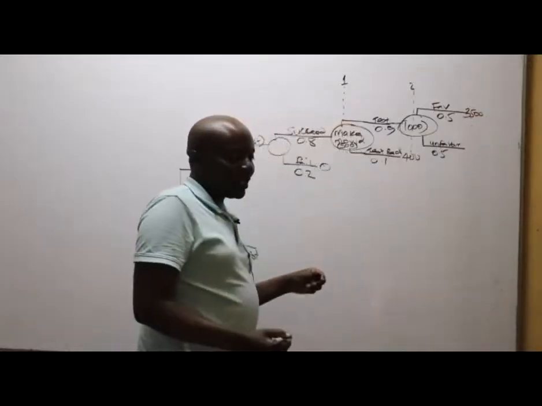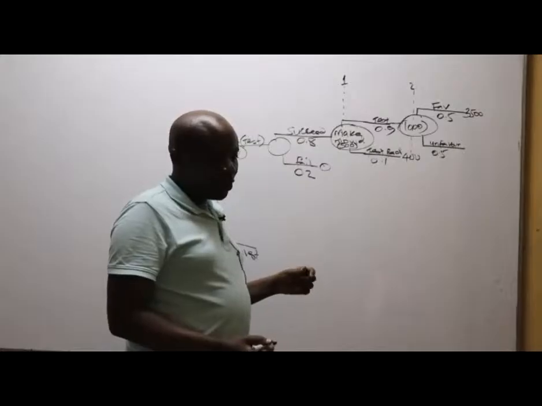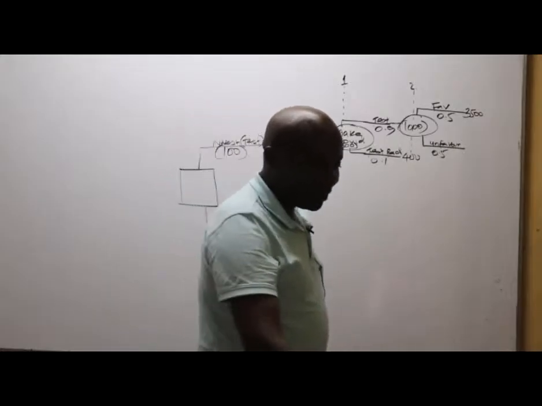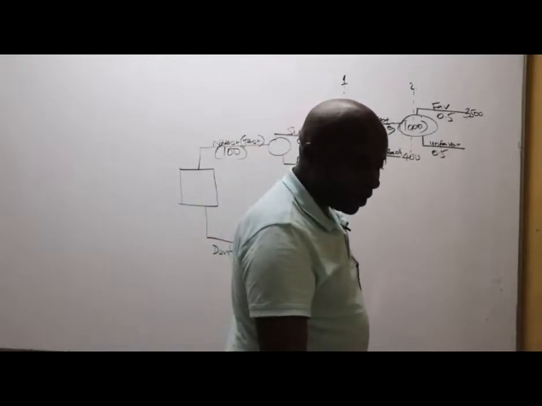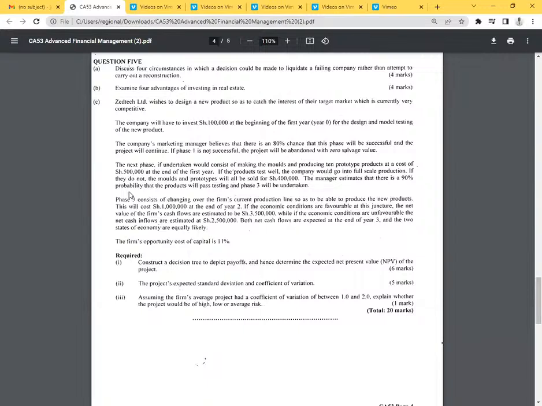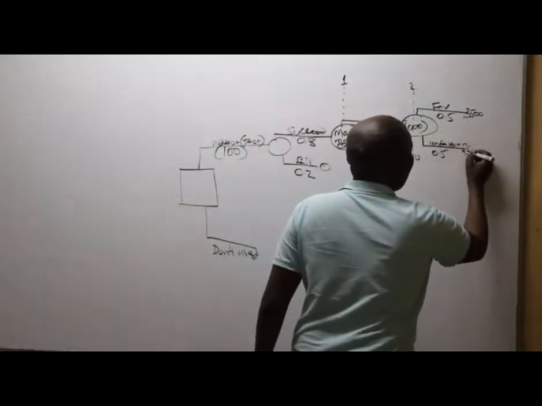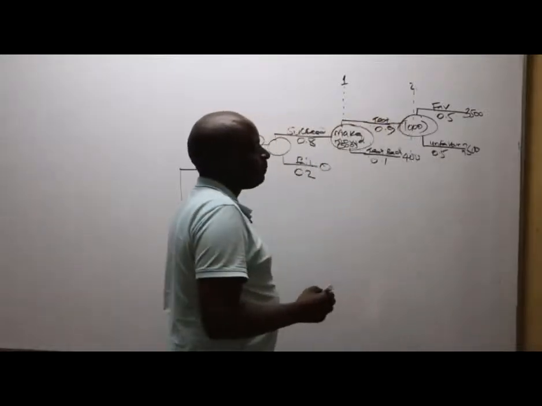What if the economy is unfavorable? Hashem is telling me 2,500. If the economy is unfavorable, they've told us here we shall earn only 2,500, like that.